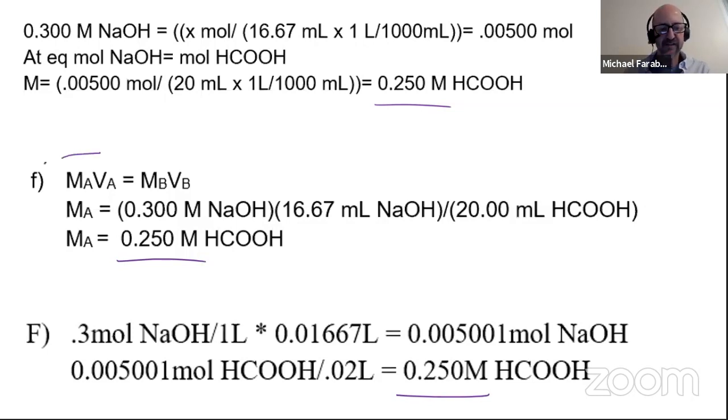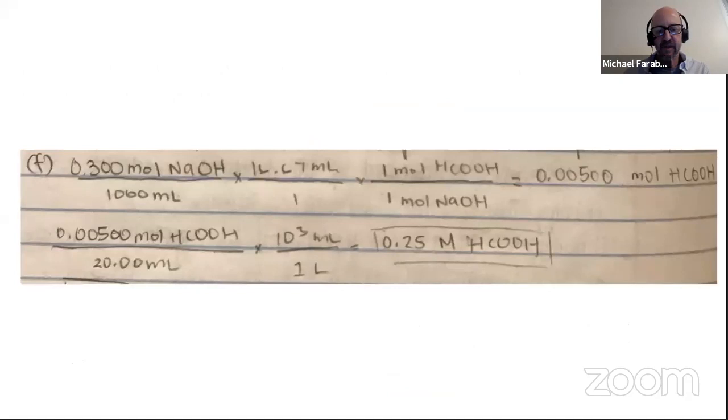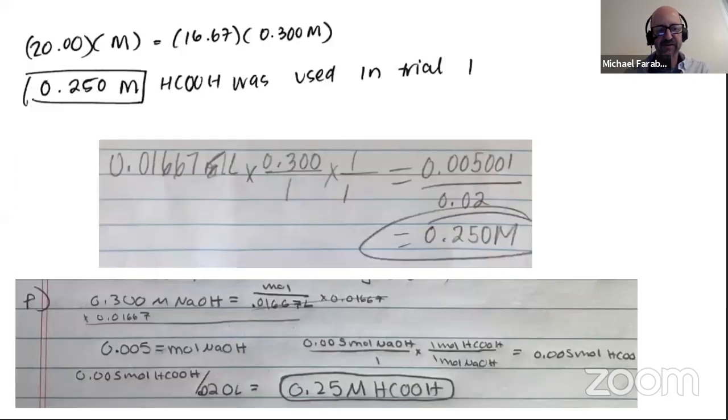This says molarity times volume equals molarity times volume. That is true when you have a 1-to-1 mole ratio between the acid and the base. So that calculation works. Okay, this person did the math and got 0.25. Okay, here are some more correct answers. M times V equals M times V, 0.25. These all look good.